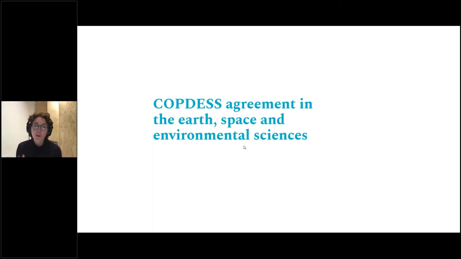So I wanted to highlight the Coalition of Publishing in the Earth, Space and Environmental Sciences, which is what the COPDESS acronym in that slide is, and how they decided to publish an agreement in 2014 about what they would do in order to facilitate the FAIR data principles. Okay, so on to slide 17.